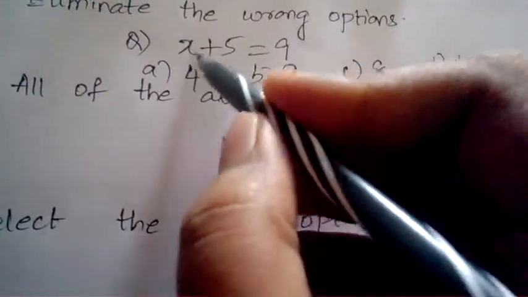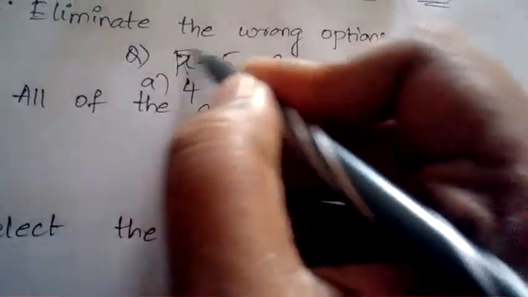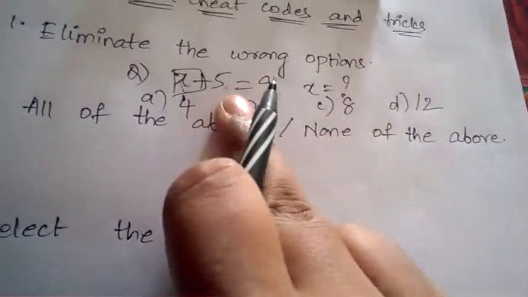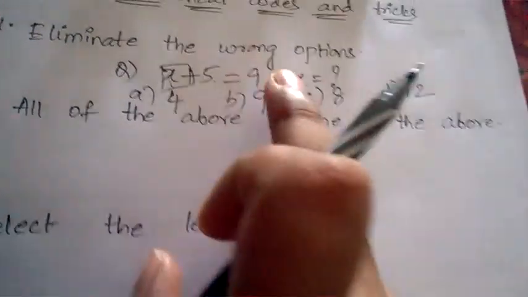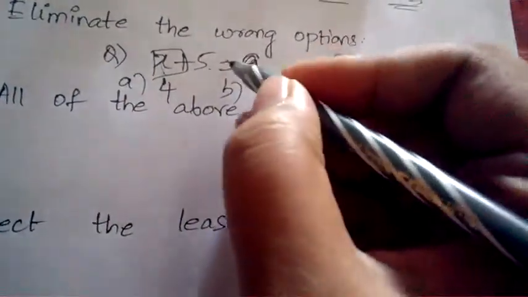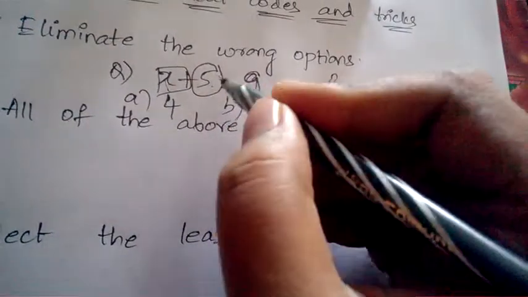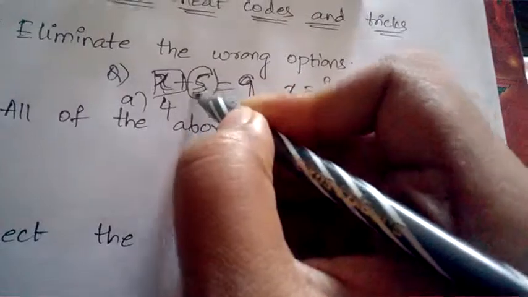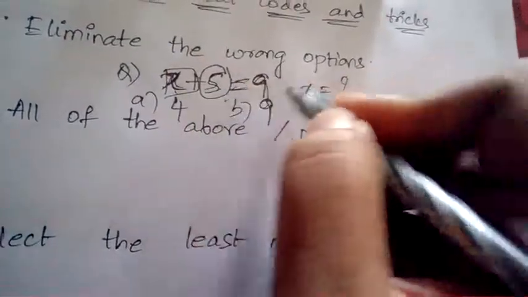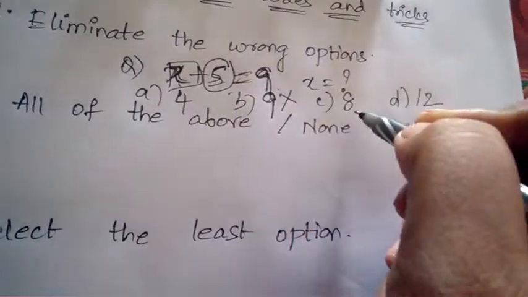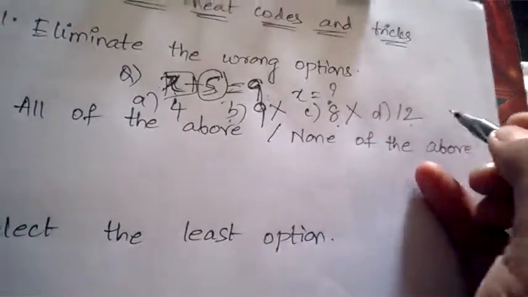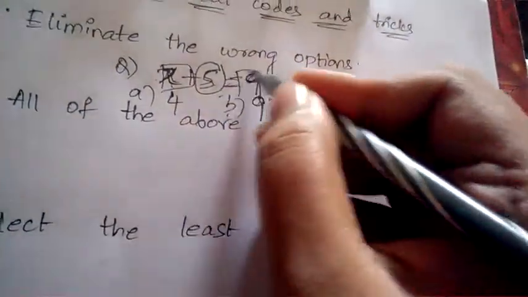Now see, x plus 5 gives 9, okay? We should find x. What is the value of x is the question. Now start substituting. This is a so simple question and don't expect these kinds of questions in exams. I'm just giving an example, okay? The right hand side value is 9. For x, if you add 5 it gives 9, then x can't be 9 because 9 plus 5 will be greater than 9, so this is not the option. Next, substitute 8. 8 plus 5 gives more than 9, so this is also not the option. 12 plus 5 is also not the option because it doesn't give 9 as the answer.